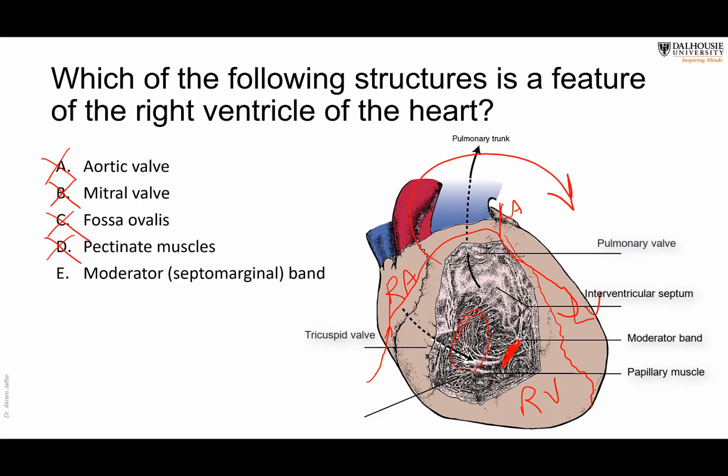It's also called the moderator because it controls the distension of the right ventricle. It prevents over distension because it's attached to the posterior and anterior wall of the right ventricle. And that will be the correct answer, the moderator band.